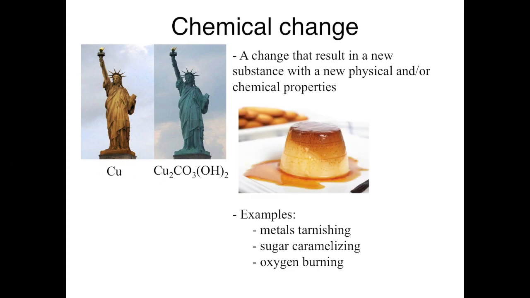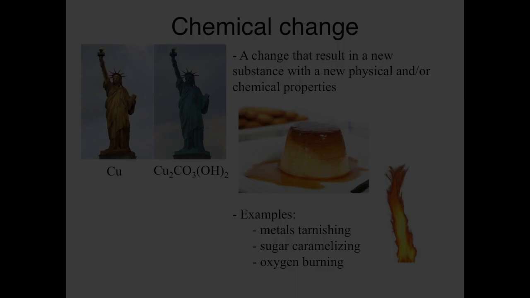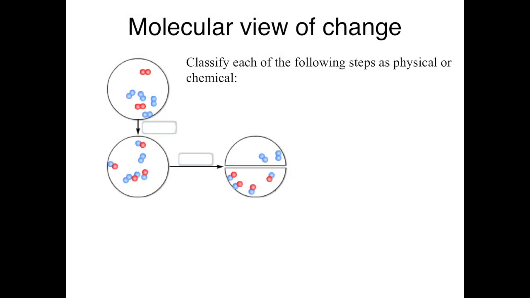Again here, we talk about sugar caramelizing and oxygen burning. Drawn here, can you classify each of these steps as either a chemical change or a physical change? Looking at the first chamber here, you see that there are two types of compounds. One is two red atoms and the other one is two blue atoms. Some kind of change occurred and this is the result. You notice that there is a new compound that is a 1-to-1 ratio of the red and the blue.